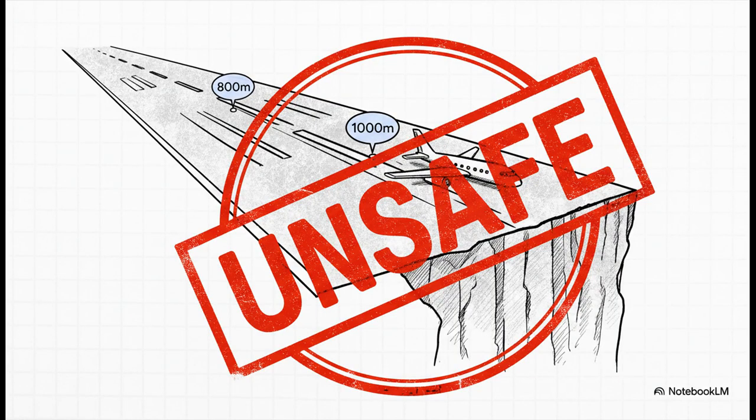So what's the verdict? The plane needs 1,000 meters, but the runway is only 800 meters long. So nope, it cannot land safely. And just like that, a couple of symbols on a page gave us a clear life or death answer. That's the power of physics right there.